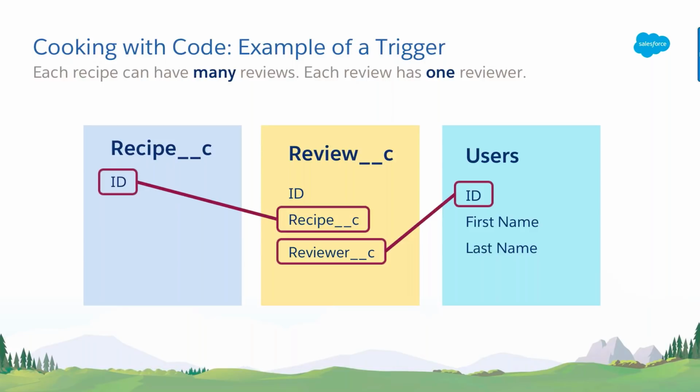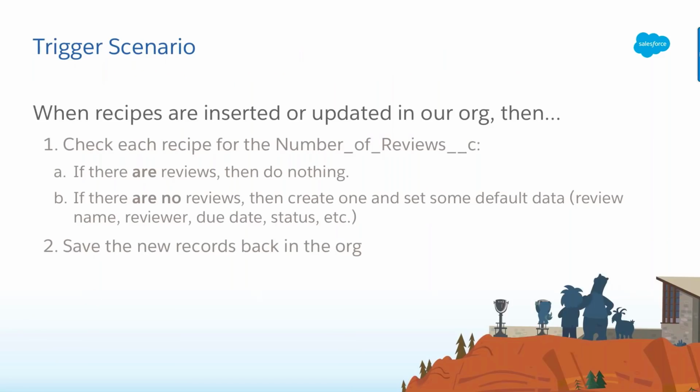So in the demo I'm about to do, you're going to see a Cooking with Code custom app, and it stores recipes and their reviews. But how is the data structured? So this is the data model. Each recipe can have more than one review, and each review has a single reviewer, which is being pulled from the user object. And what is our trigger going to do?